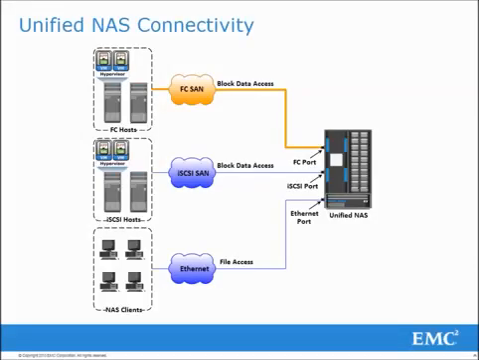iSCSI and FC ports on a storage controller enable hosts to access the storage directly or through a storage network at the block level. The figure on the slide shows FC hosts connecting to the unified NAS over FC SAN, iSCSI hosts connecting over an iSCSI SAN, and NAS clients connecting over Ethernet. Each front-end port connects to the corresponding network type, providing access to appropriate data.